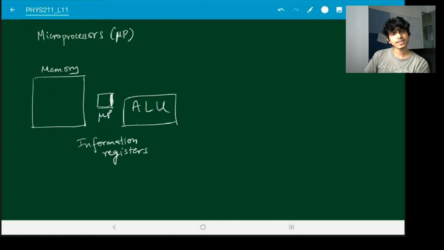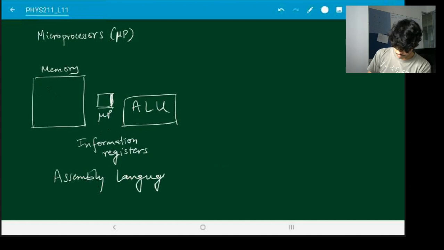You can also interface your microprocessor with some external devices, like for example, some kind of photodiode in case you're interested in a circuit that responds to light, or a sound detector, or something like that. So these are microprocessors, and if you want to program the microprocessor in assembly language, this programming is all done in hex.